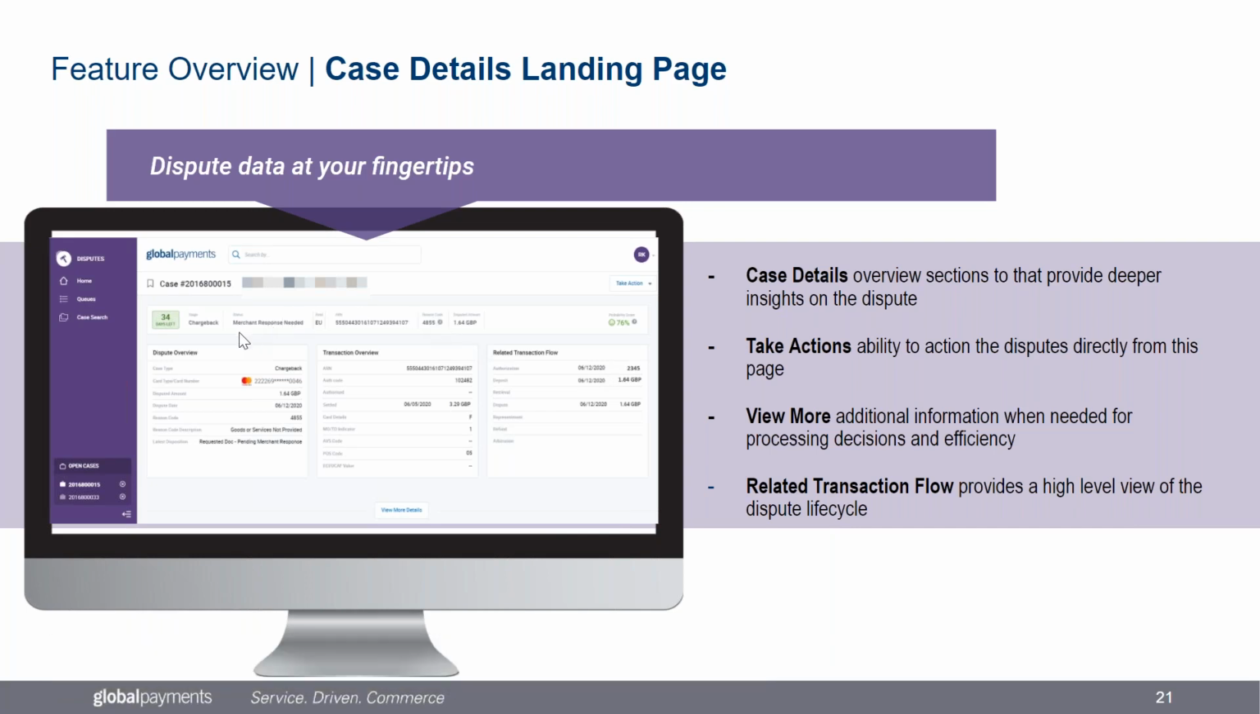The other thing I wanted to call out here is that you're able to see this header information. So this is going to tell you how many days left you have, so it's associated to the case due date. The stage is the chargeback. The merchant response needed is your case status. You'll also see the region, the ARN, the reason code, the amount, and then your probability score. You're also going to be able to take actions from this screen as well as the My Work queue, and I'll talk about that a little bit more in the other slides.